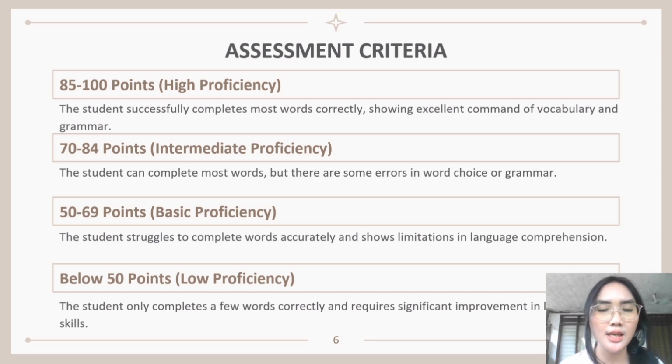And the next is 70 to 84 points, intermediate proficiency. The student can complete most words, but there are some errors in word choice or grammar. And the next is 50 to 69 points. It's basic proficiency. The student struggles to complete words accurately and shows limitations in language comprehension.